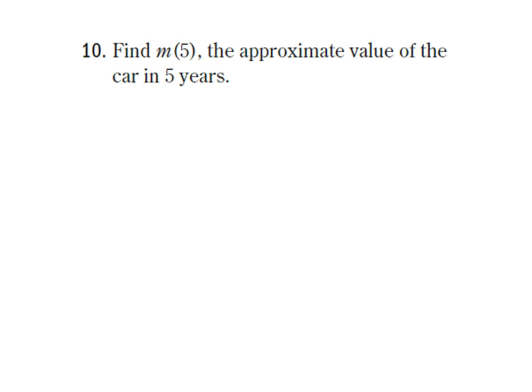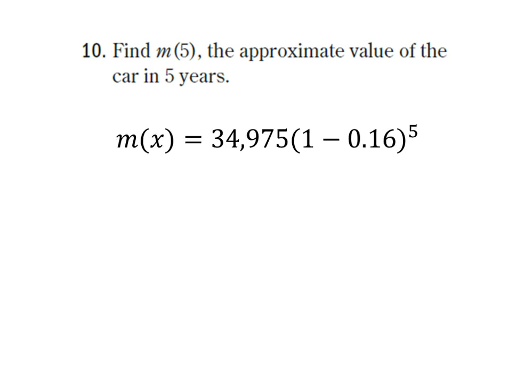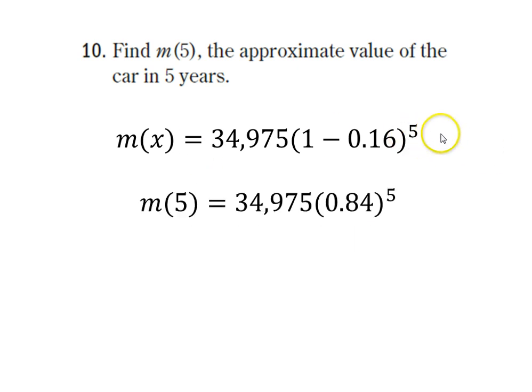So now all we're doing is evaluating the function at the value of 5. So here's our function we had last time, and I put in a 5 there. This should be an x. So it should look like this, I kind of jumped the gun there a little bit. So this is m of 5 equals 34,975 times 0.84 to the 5th power. So right here, this 5 should be an x. That's my mistake. This is what we have if we plug in 5 for the value of x.